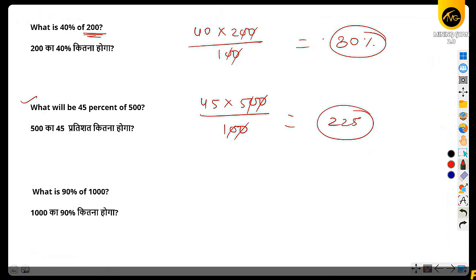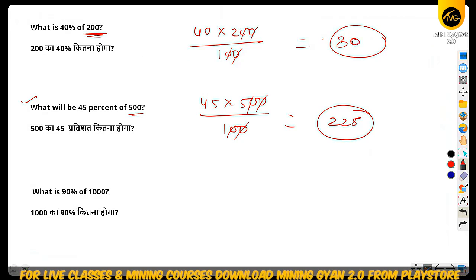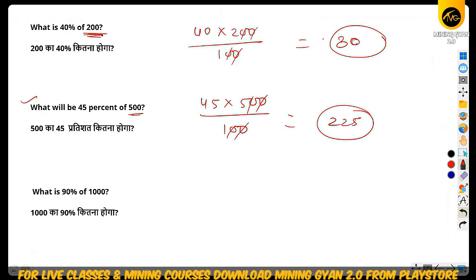What will be 45% of 500? Okay, this is not a percent. Basically we have to find out the amount of 40%. So the amount is 80. 80 is the amount, the 40% amount of 200.